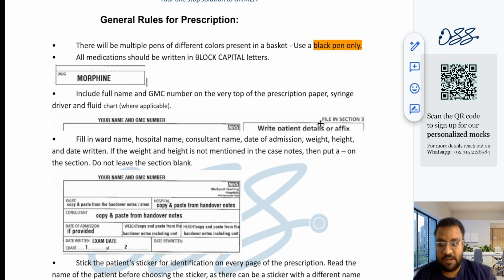Okay, because there are multiple pens over there, you are so much in stress, you have got anxiety. Okay, and then you just end up taking any colored pen, and then you just start writing the prescription. Okay, so it needs to be written with the black pen only.